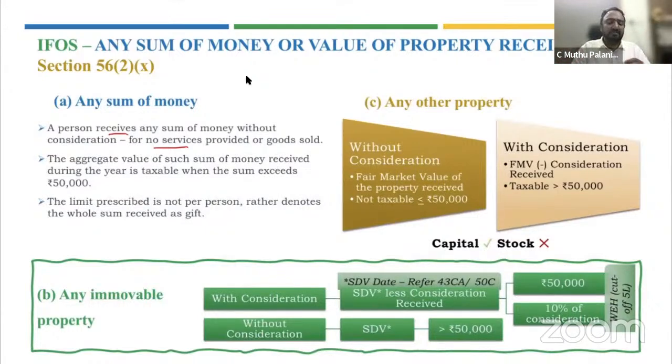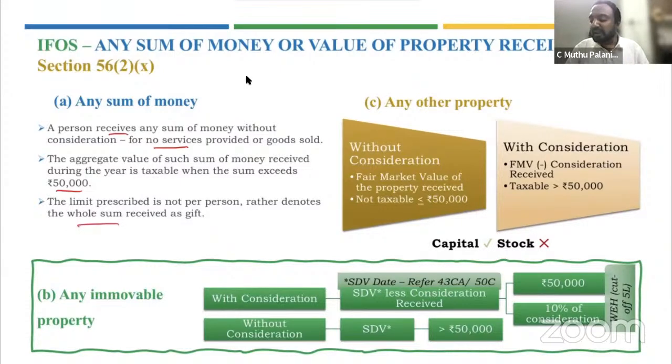It's like a gift, birthday gift, wedding gift, whatever it is. If the aggregate exceeds 50,000, so up to 50,000 it's not taxable. If it crosses 50,000, the entire amount becomes taxable. The limit prescribed is not per person. Please remember, it is 50,000 per year. If it is crossing 50,000, the whole sum will be treated as gift. So that is what we are talking about.